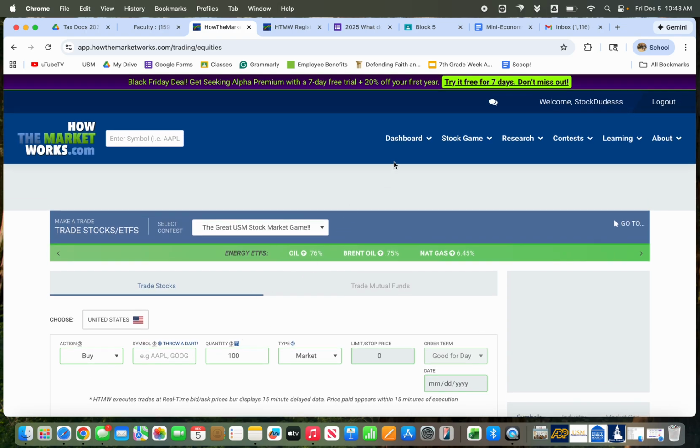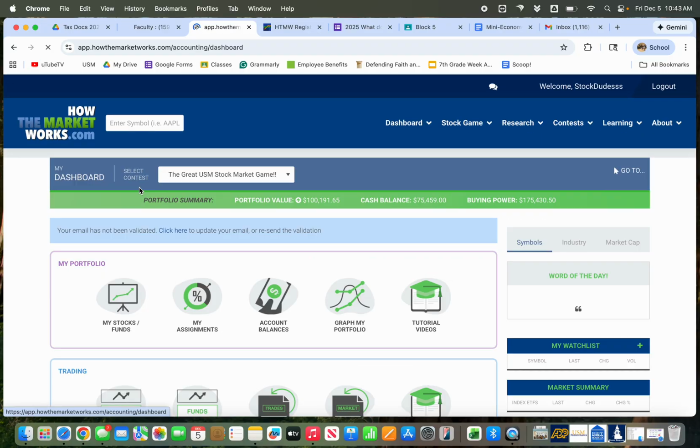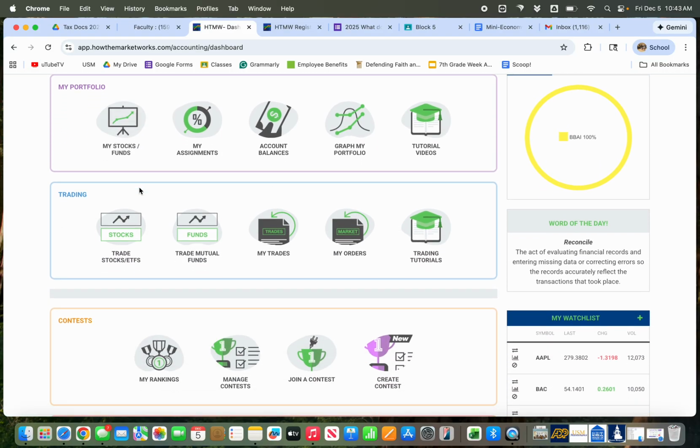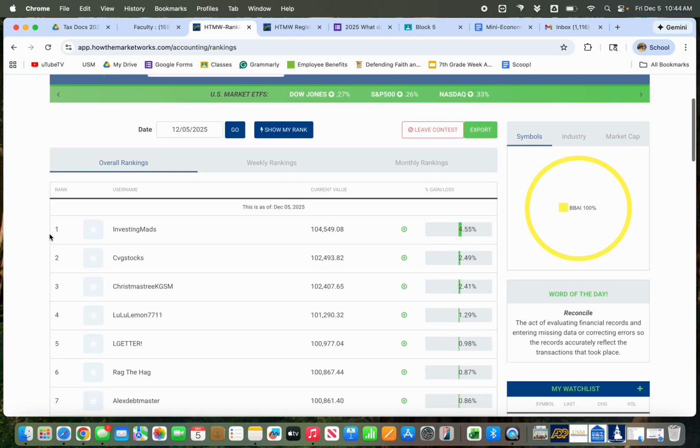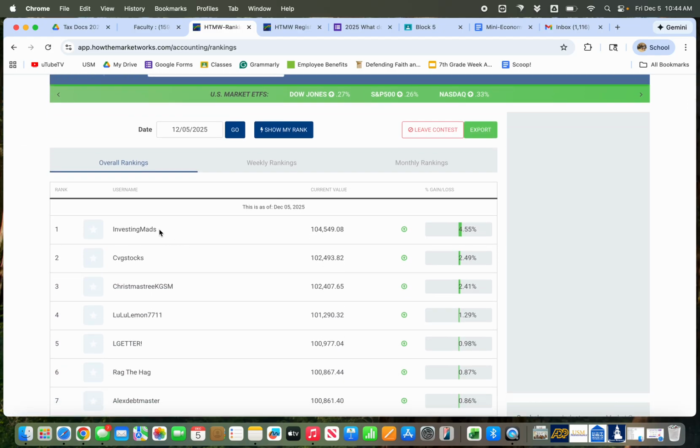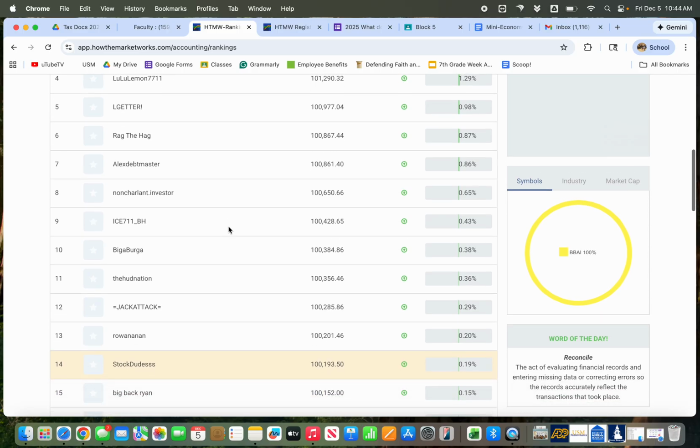So let me just show you what this looks like for our competition. I'm going to go over here to rankings, and you guys can see that I don't know what Mads has done, but Mads has made $4,500 since yesterday. Goodness. And somebody, I don't know all the names yet, CVG Stocks has made 20. So somebody's doing awesome. This is a 4.5% return in one day. If I see her at lunch, I'm going to be like, Mads, what in the world? You're rocking it.